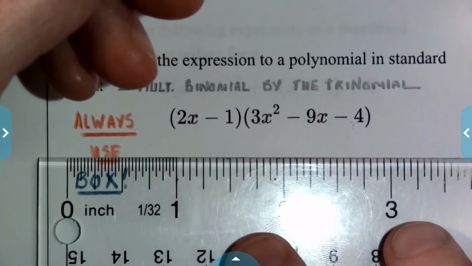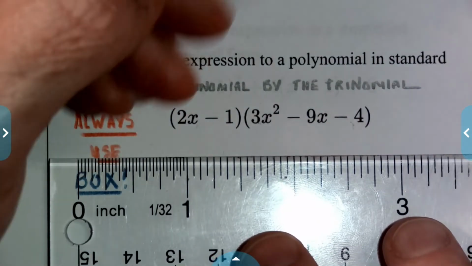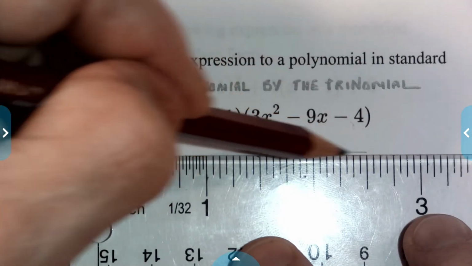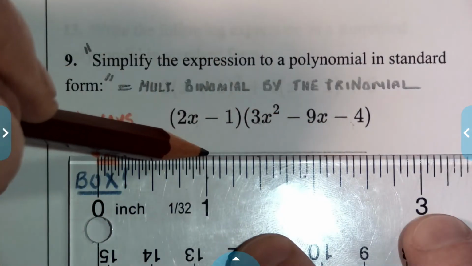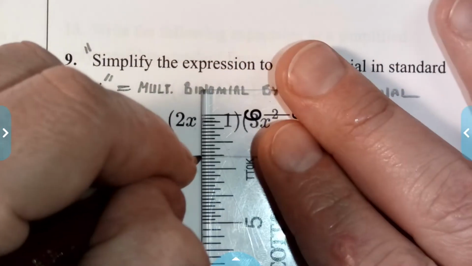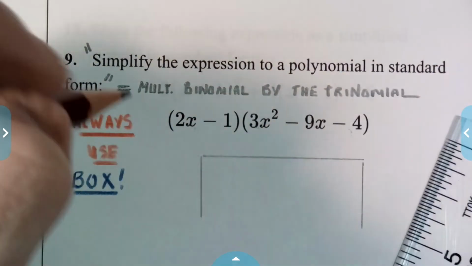So if I'm looking here at the, how am I going to draw this? It's going to be like this. Okay.